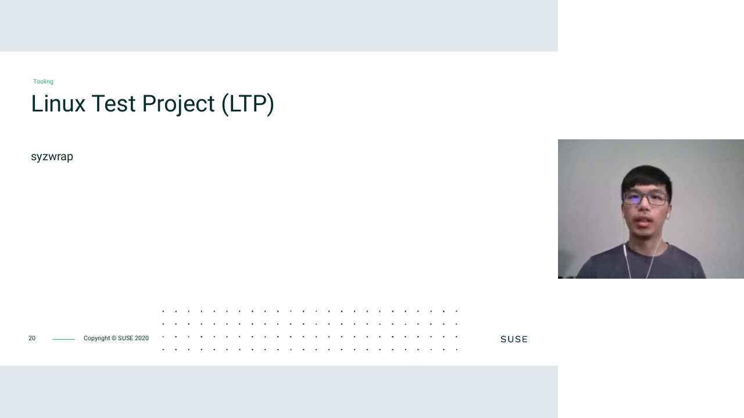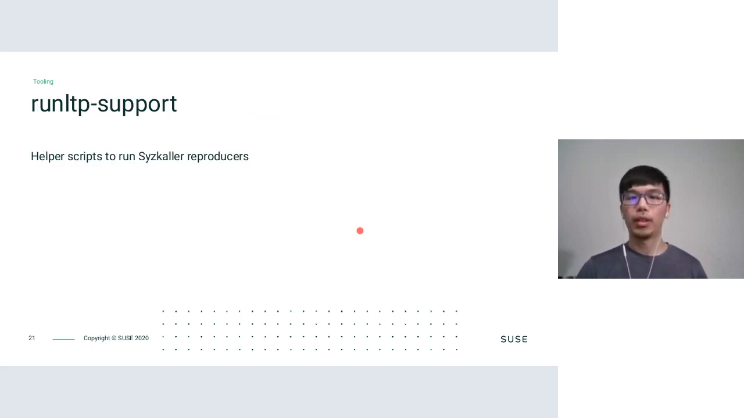And also this fork contained the reproducers themselves as a submodule. So that's how the reproducer is compiled. It comes with the LTP.